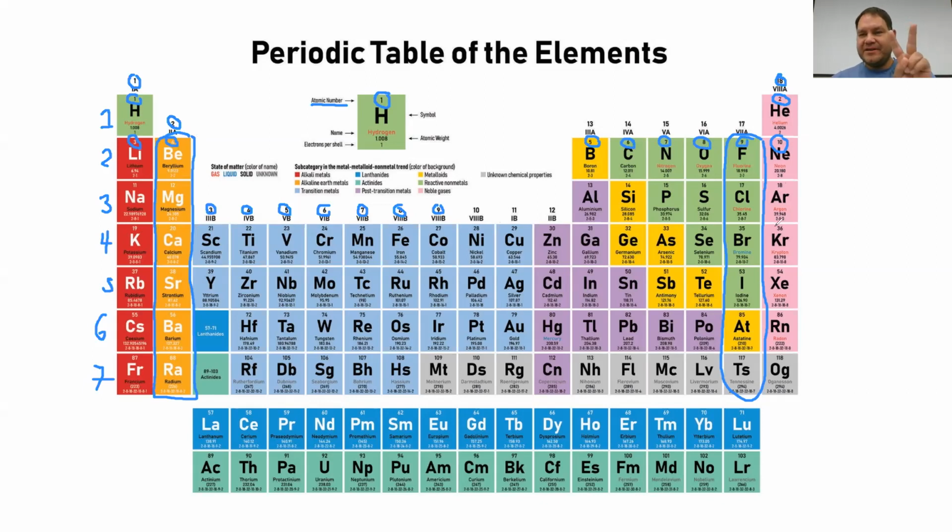So the 2 things you need to understand are that in groups or families, we organize by chemical properties or reactivity, and in periods, going left to right is by increasing atomic number. Hopefully that is clear.